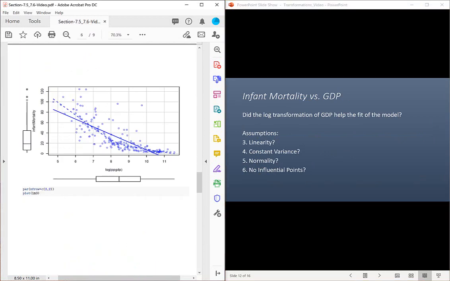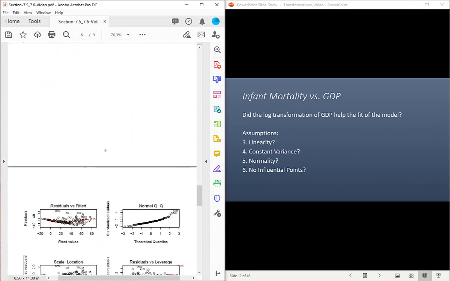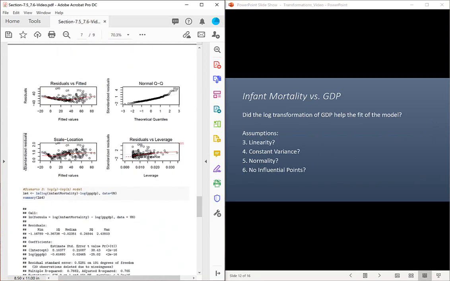Did the log transformation of GDP help the fit of the model? Looking at our scatter plot, we can see that this transformation helped a bit with linearity. Our residual versus fitted plot shows the same, but now we have evidence against the normality assumption. We have a right-skewed distribution. Next, we will look at a transformation of both variables.